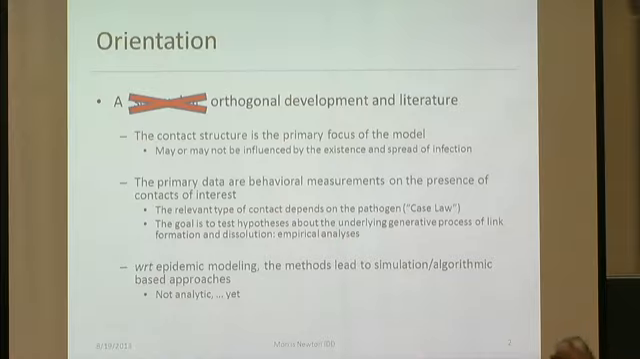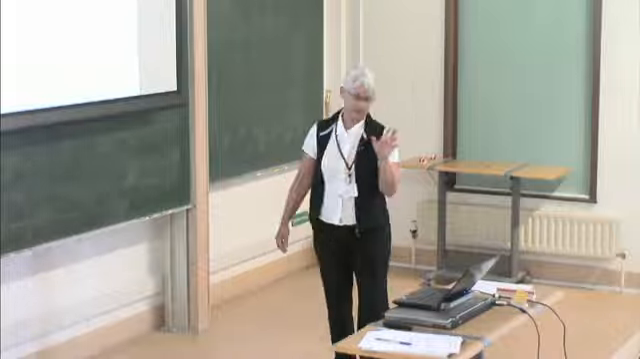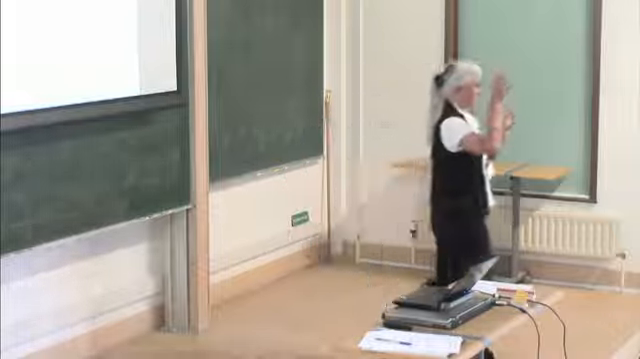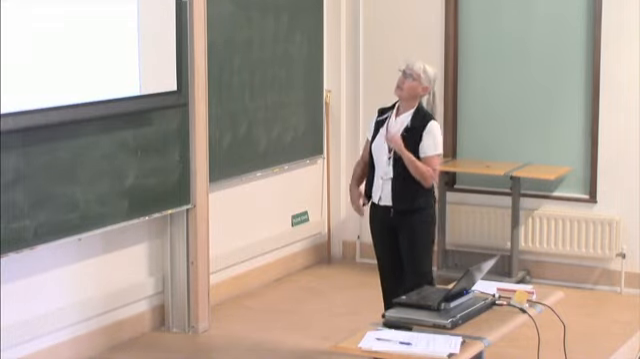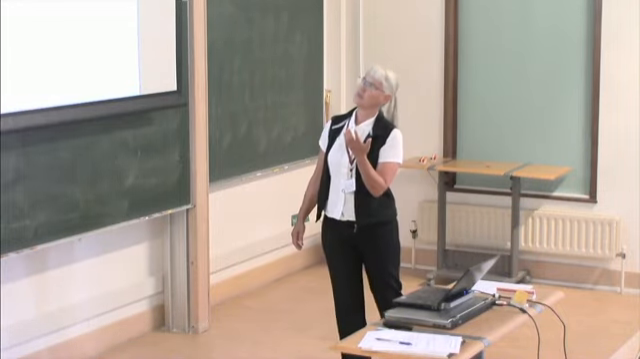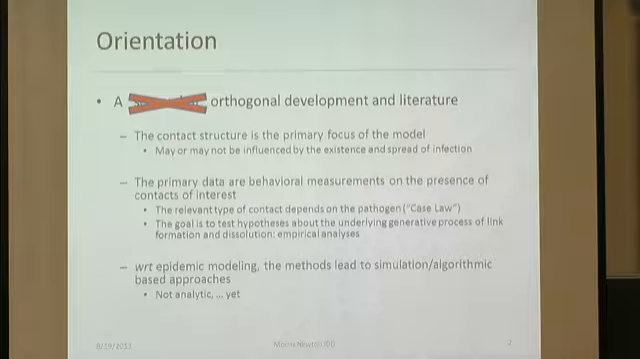So the focus here is really on the contact structure, which we see as independent of the whole process of disease transmission, at least initially. That's the primary focus of the model. And the primary data that we use are then behavioral measurements on the presence or absence of these contacts of interest. The relevant type of contact depends on the pathogen.